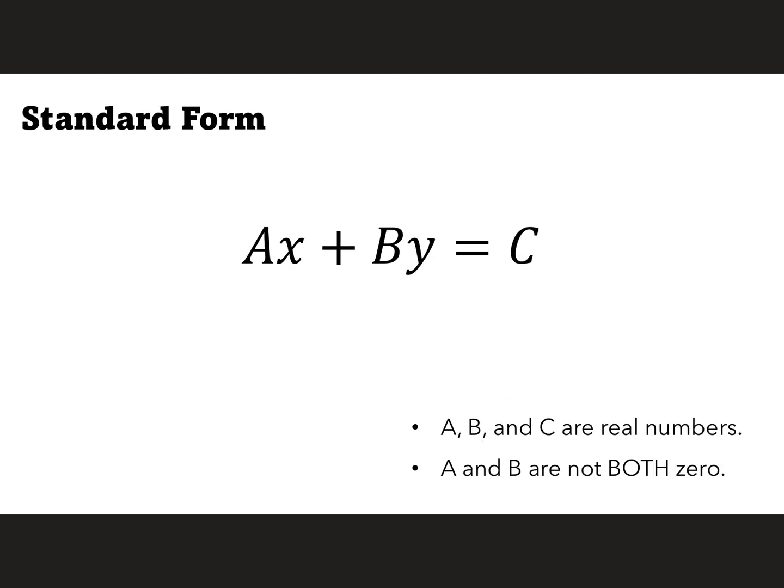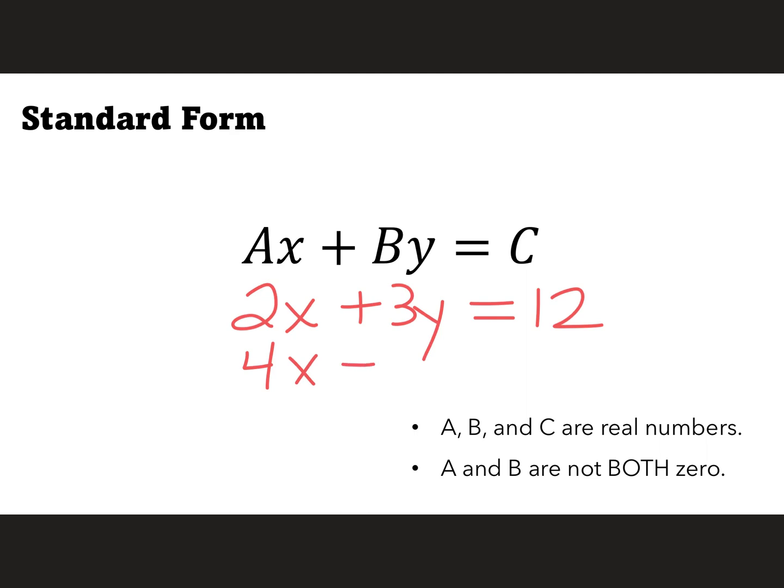Standard form looks like this. You may have seen it before, where we have a number times x plus or minus a number times y equals c. Here's some examples. I might have 2x plus 3y equals 12. Or I might have 4x minus y equals negative 17. So basically, the a and the b and the c represent numbers, and the x and y stay in our equation. Now, this will only work if both a and b are not 0.